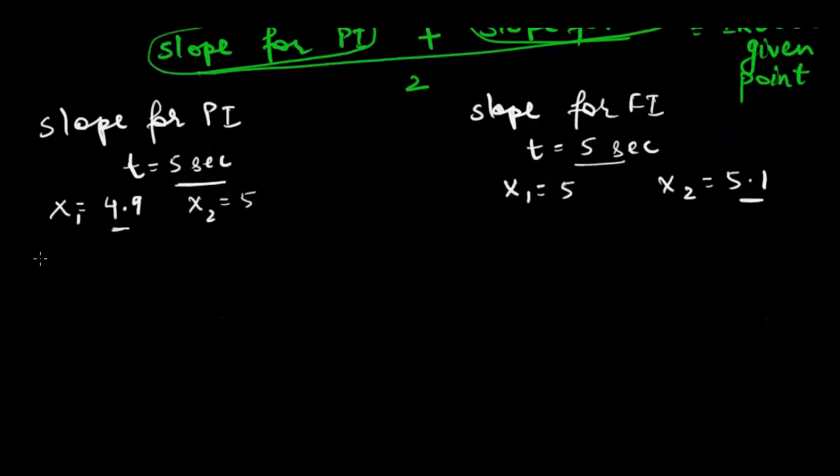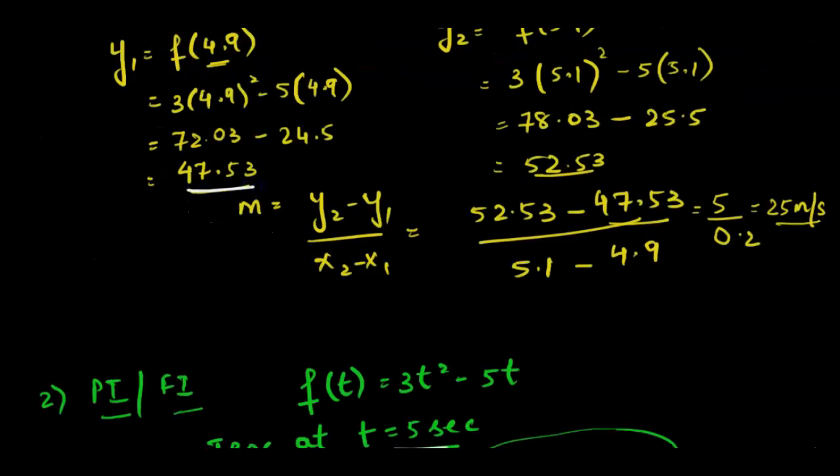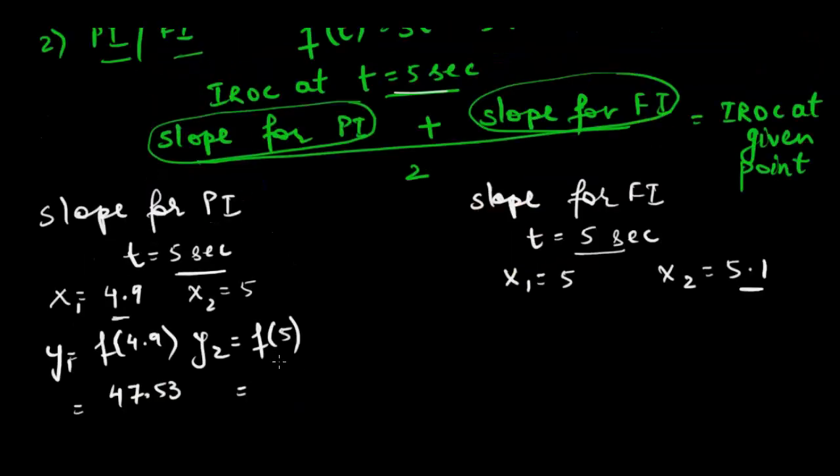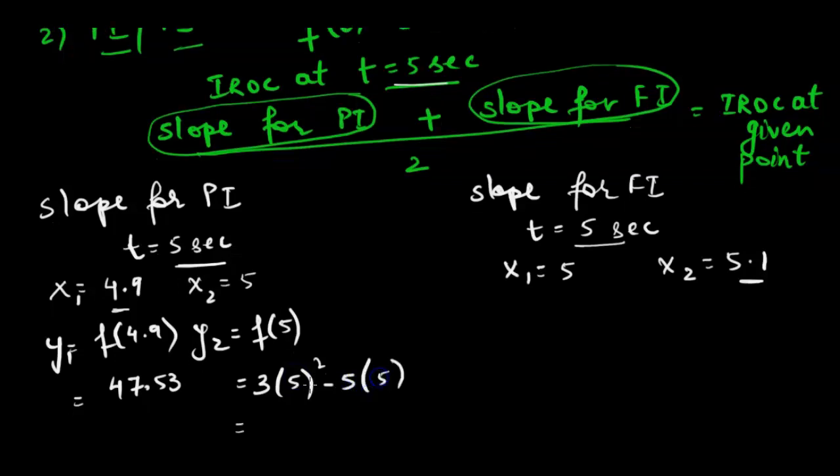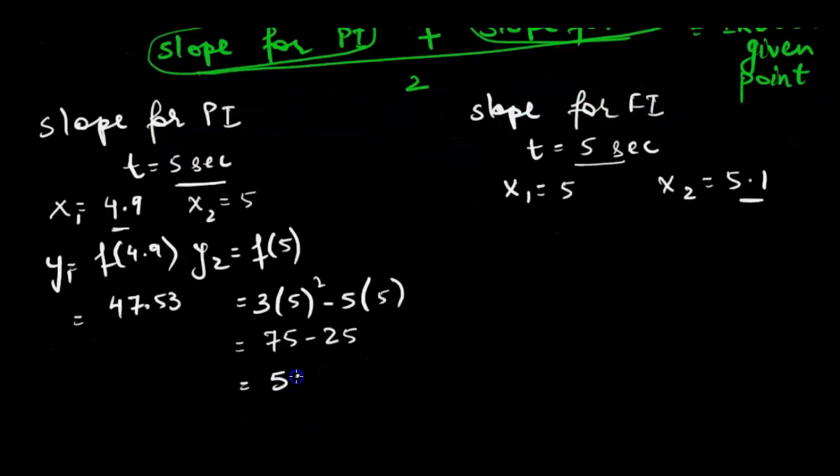Now we would use these values to find the y1 and y2. So this is f of 4.9 and this is f of 5. We already found f of 4.9 in the previous centered interval work. That was 47.53. We can find f of 5 by subbing in 5 for t. So we have 3 times 5 square minus 5 times 5, which is 25 times 3 is 75 minus 25, and this gives us 50.